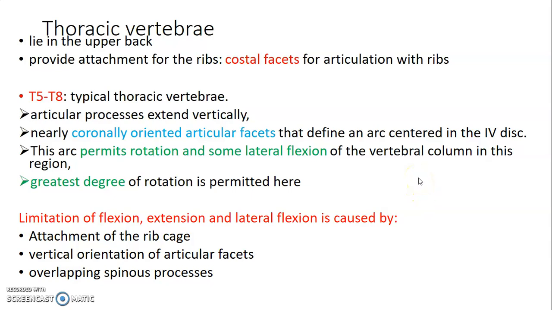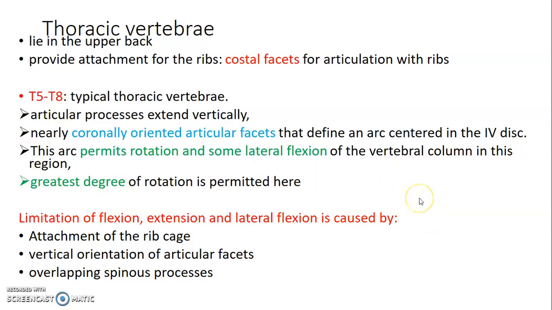Discuss the cervical... provide attachment for the ribs, so they definitely have costal facets over which the ribs attach or articulate. So we have typical thoracic vertebrae from the fifth have articular processes that extend vertically, and these facets are coronally oriented. Therefore, they define an intervertebral disc. Therefore, of the vertebral column, there's a greatest degree of rotation actually permitted.